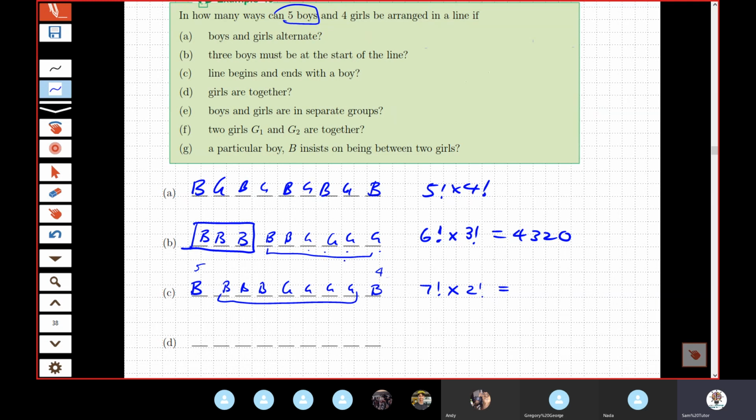Let's hear from the others. Greg, what do you reckon? Am I doing this wrong? Well, how would you have done C? That's the way I did it. I did 7 factorial times 2. But I'm not sure then.